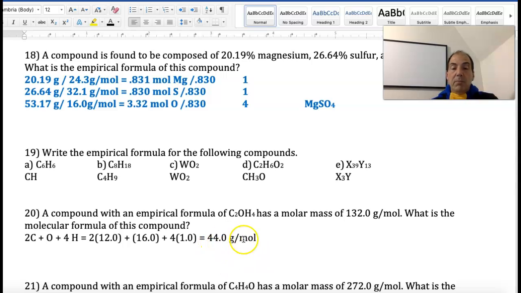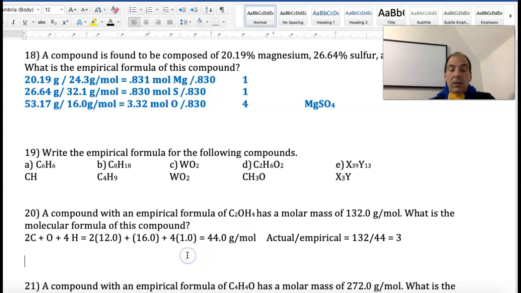So my empirical mass is 44, but the actual is 132. What we're going to do is divide the actual by the empirical to find our ratio. So 132 divided by 44 gives me the number 3. And at this point, you really have to have a whole number. You can't get 2.5 or anything like that here. It's got to be pretty darn close to a whole number. So that means we're off by a factor of 3.